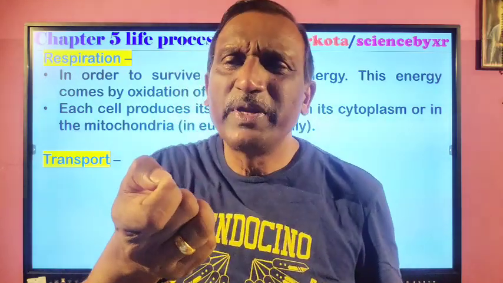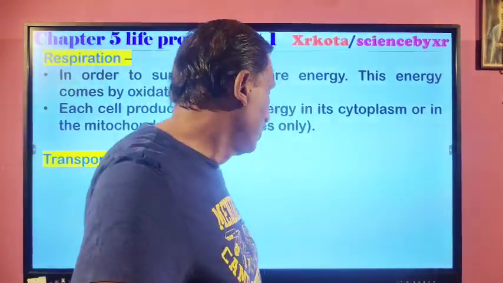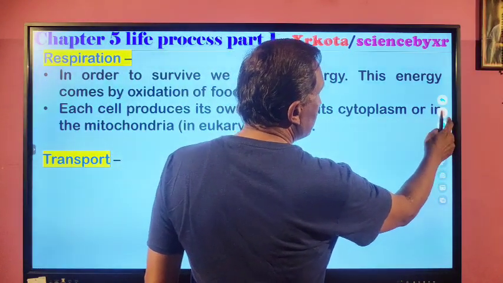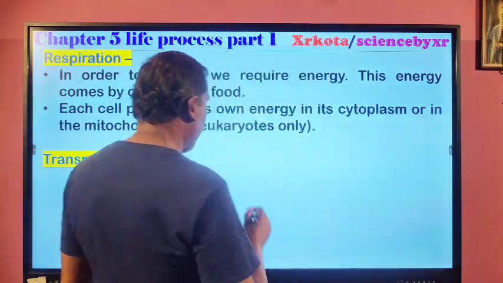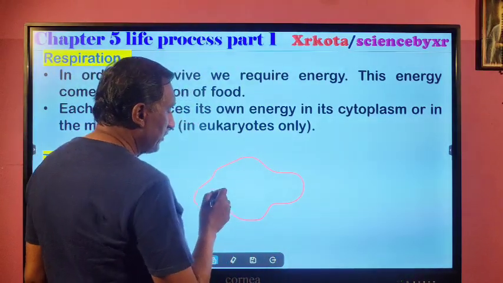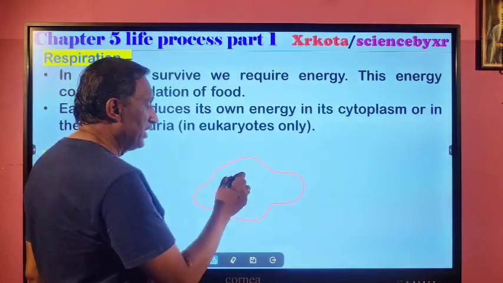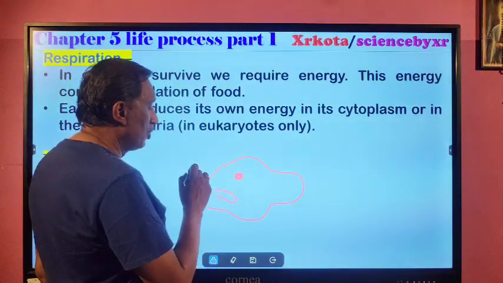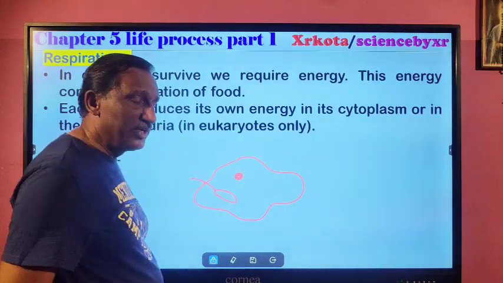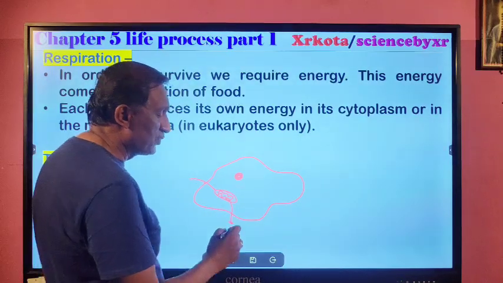Whereas a microscopic amoeba also requires to transport gases. Say, for example, I'll tell you. This is an amoeba, and here is the mitochondria in the amoeba. Amoeba is a eukaryotic organism, so it has mitochondria. It has a nucleus. So oxygen needs to be transported from the cell membrane up to the mitochondria, and carbon dioxide which is produced in the mitochondria will need to be transported out.